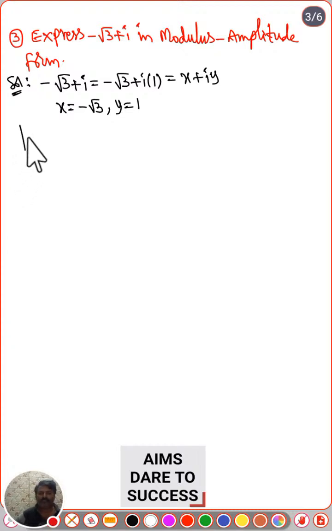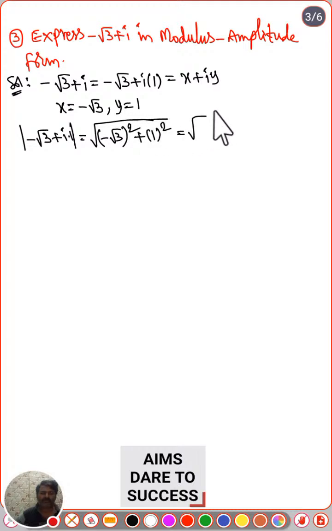First of all, you can apply the modulus form. Okay, mod of minus root 3 plus i, where i is i into 1. So root over minus root 3 whole square plus 1 whole square is equal to root over, minus to the power of an even number becomes plus, square root gets cancelled, 3 will come, plus 1 square is 1. So root over 3 plus 1 is 4. Root 4 value is 2. This is the r value. Okay, related to modulus form we are getting r.